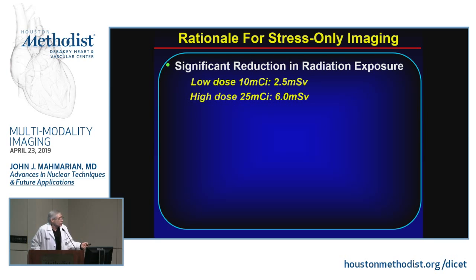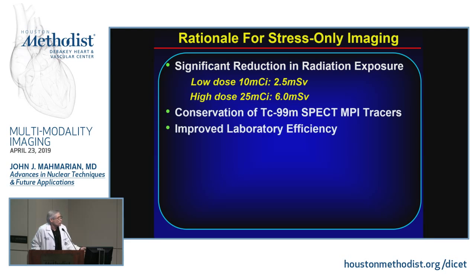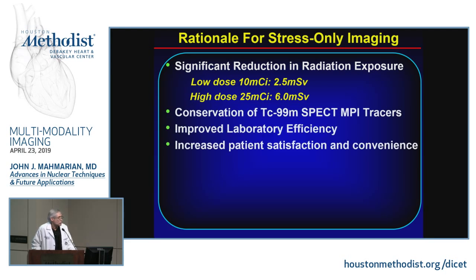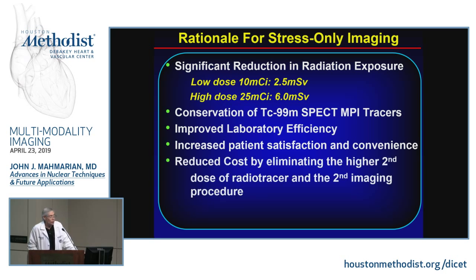You can get down to 2.5 millisieverts with a 10 millicurie dose, and with a high dose of 25 millicuries, you can get down to 6 millisieverts, so that's pretty good. You conserve technetium, you improve laboratory efficiency, you increase patient satisfaction because they get out of Dodge as soon as they're done with their stress study rather than having to wait and do a rest study. You reduce costs because you eliminate the higher dose of technetium that you ordinarily would give if you did rest stress imaging.